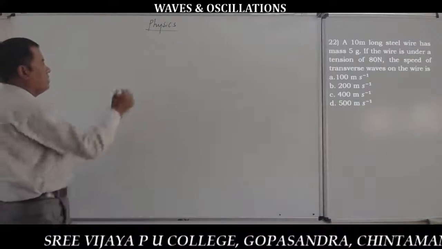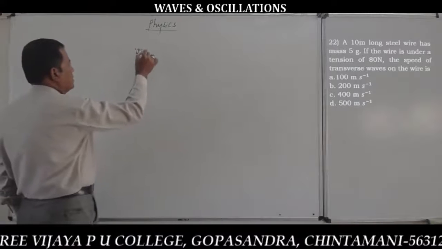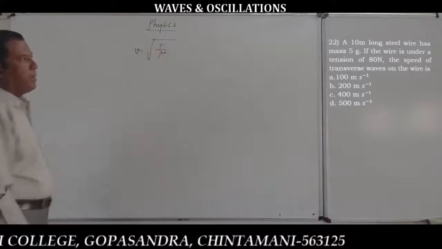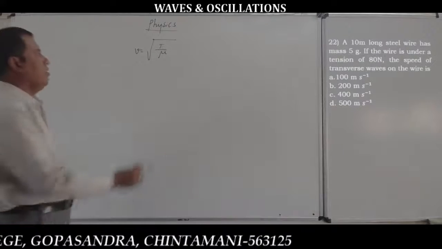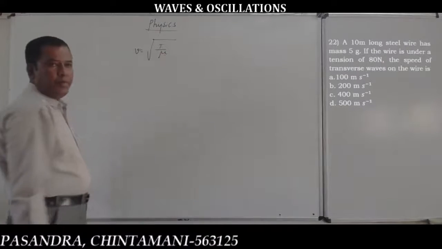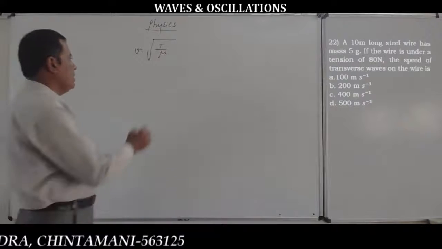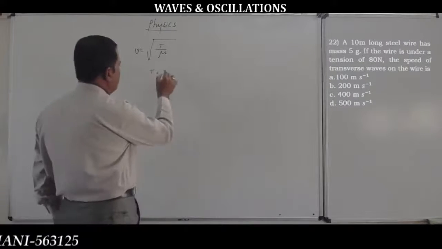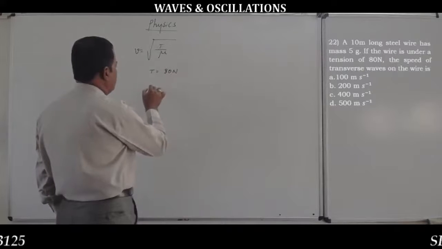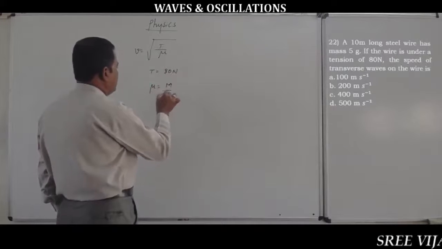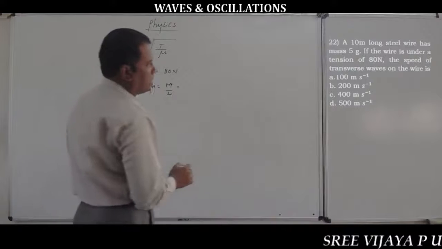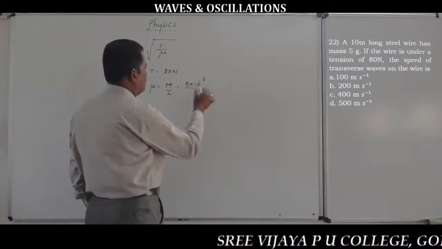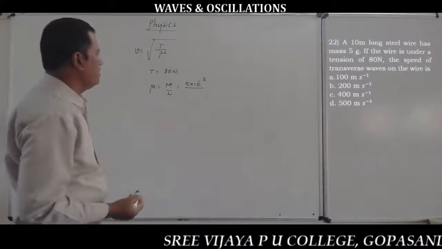So speed of transverse wave in a string. It is given by V is equal to square root of T by mu, where T is the tension and mu is linear mass density, that is mass per unit length. In the present problem, tension is given as 80 Newton, mass per unit length, that is M by L, mass it is 5 grams, 5 into 10 power minus 3 kg, convert gram to kg.